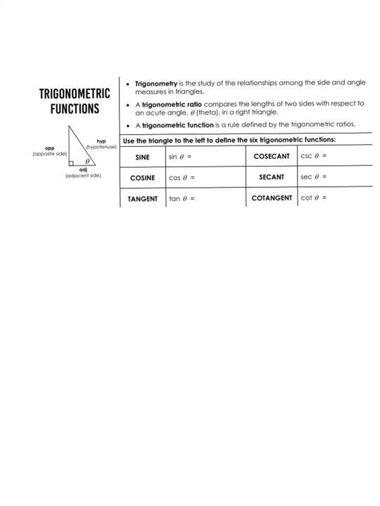Okay, so by now we know that the sine is the opposite over the hypotenuse. The cosine is the adjacent over the hypotenuse. And the tangent is the opposite over the adjacent. In this video, we're going to talk about the reciprocal functions.